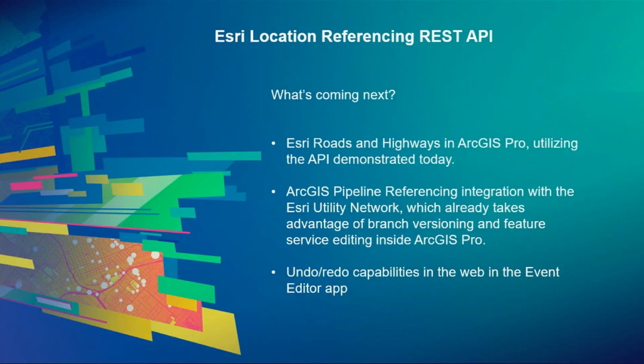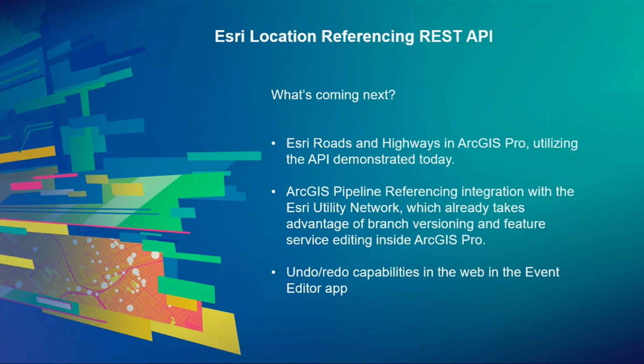So what's coming next for our API as well as our extension, because there's so much overlap now. Esri Roads and Highways in ArcGIS Pro, which will be utilizing the API I just showed, is coming later this year for the first release. ArcGIS Pipeline Referencing, we're integrating that with the utility network. Those folks are here. I encourage you to talk to them if you have interest or if you work with a vertically integrated utility.